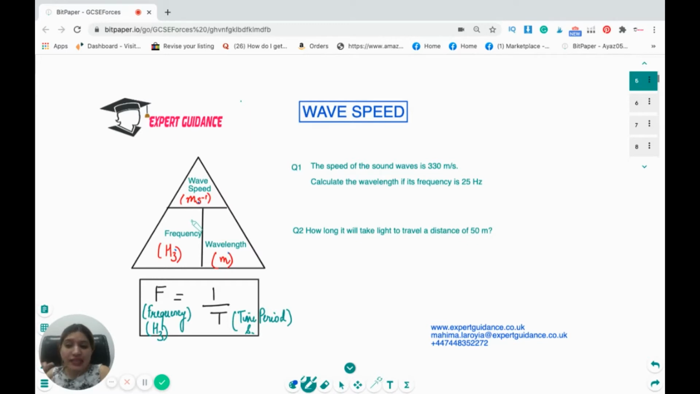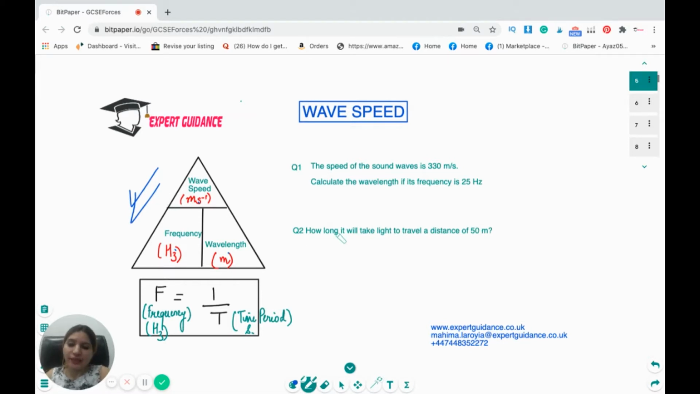And in case they don't give you the frequency and give you the time period, then you can do 1 over the time period to work out the frequency, and then you can put it in the wave formula: wave speed is frequency times wavelength. Now be careful with the units. The frequency has to be in hertz, time has to be in seconds, wavelength has to be in meters. Okay, this is a very important formula. Make sure you know how to use it.